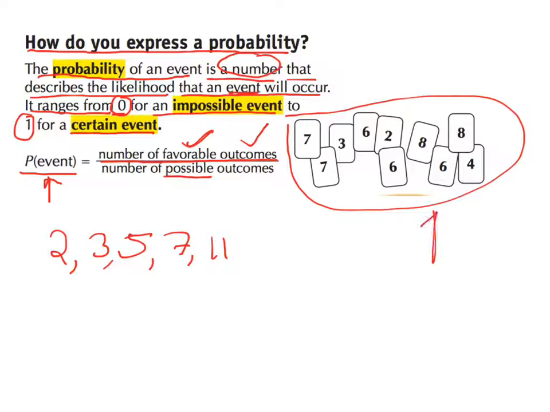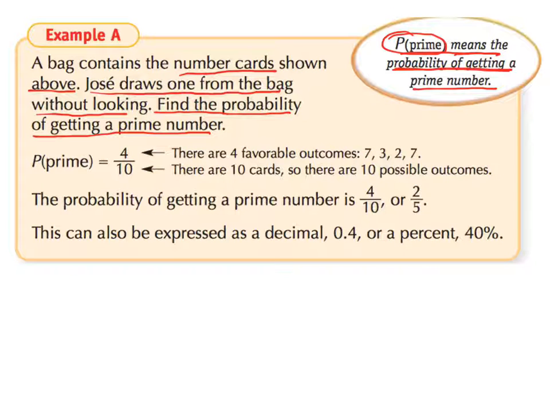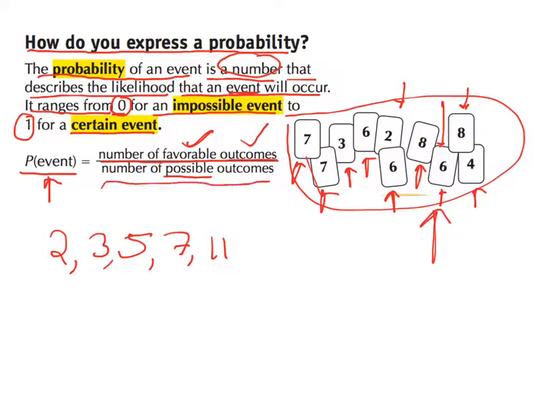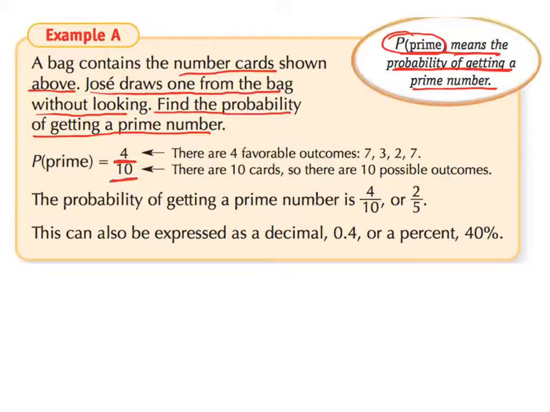Now let's look at this pack of cards. First of all, how many cards are there? 1, 2, 3, 4, 5, 6, 7, 8, 9, 10. Sorry, there are 10 cards. So in a fraction, what is the number of possible outcomes? Since there are a total of 10 cards, the denominator is 10.